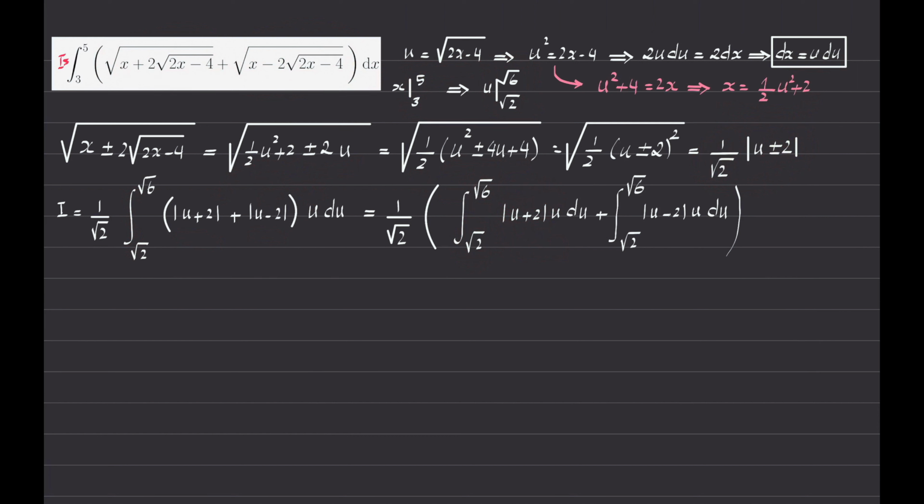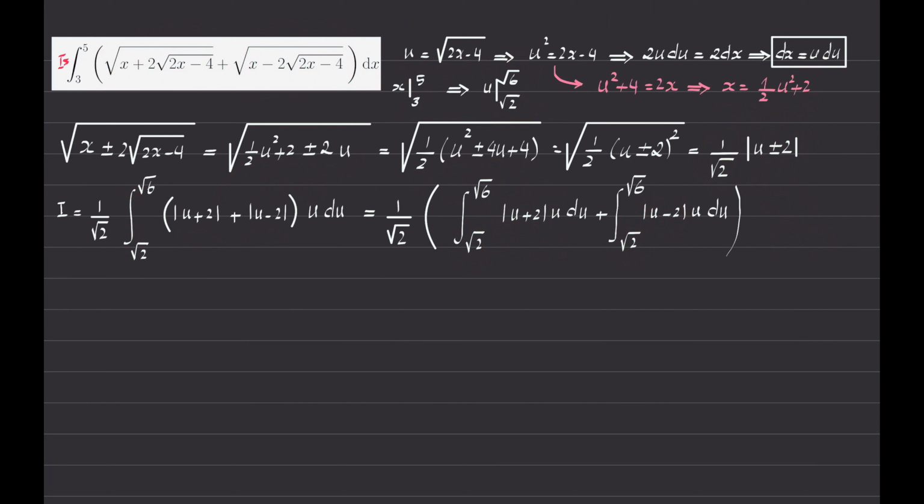But here I have a little bit of problem, because square root of 2 is a number less than 2, and square root of 6 is a number greater than 2. And this is crucial, because if u is less than 2, u minus 2 is negative, and if u is greater than 2, u minus 2 is positive. So this means that I cannot remove this absolute value sign.